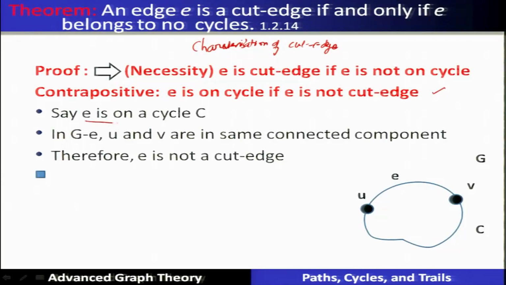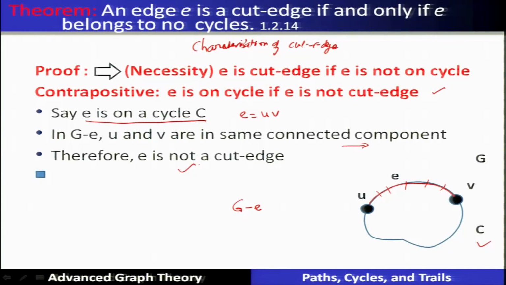So let us say that E is on a cycle. Let us see this particular cycle C, and E is present on this cycle. The end vertices of that edge are U and V. Now, if we remove this particular E from the graph, the graph G minus E will have one component where U and V will be in the same component. Since U and V are in the same component after removal of E, it is not going to disconnect the graph. Hence, that particular E is not a cut edge.